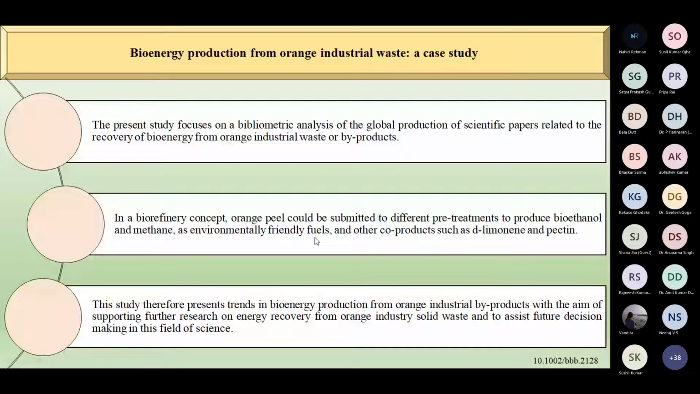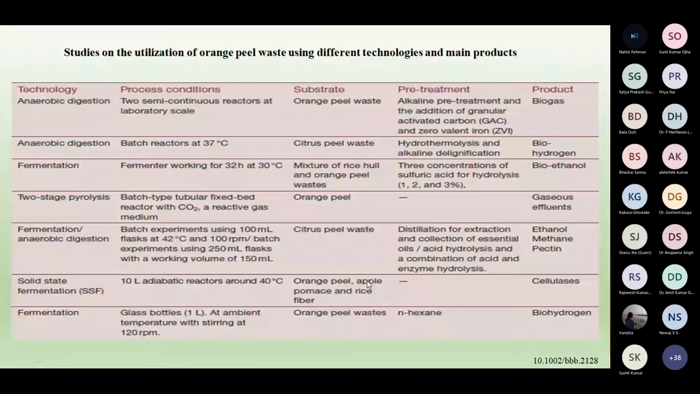So coming to this table, it is showing how orange peel, citrus peel, rice hull can be used by these pre-treatment techniques to produce bioenergy like biogas, biohydrogen, bioethanol, pectin, cellulase, and so on. And for all these, different technologies were operated like anaerobic digestion or fermentation or two-stage pyrolysis, solid state fermentation, etc. And the process conditions are mentioned over here, no need to read out. You can read later on as you require.